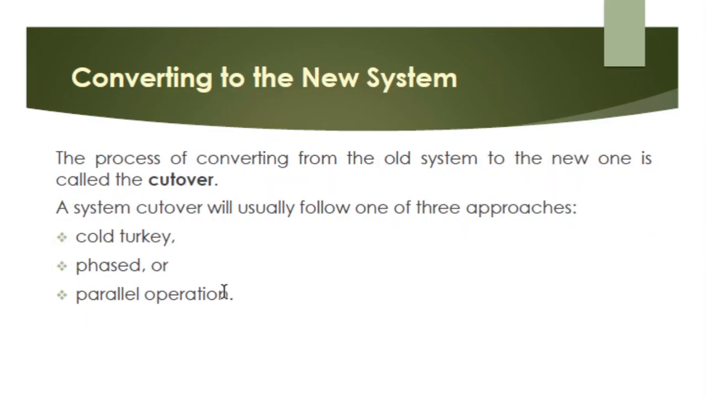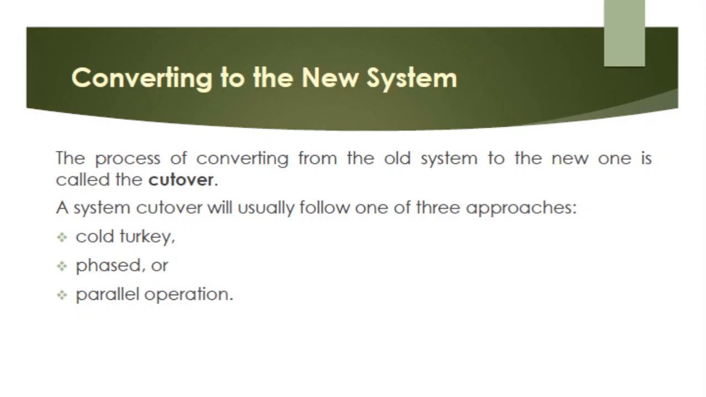Next is converting to the new system. The process of converting from the old system to the new one is called the cutover. A system cutover will usually follow one of three approaches: the cold turkey cutover, phased cutover, and the parallel operation cutover. When we say cold turkey cutover, also called the Big Bang approach, the firm switches to the new system and simultaneously terminates the old system. When implementing simple systems, this is often the easiest and least costly approach. With more complex systems, it is the riskiest.